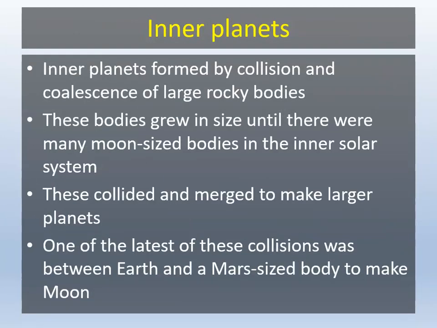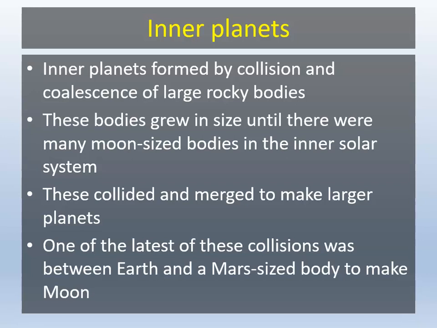Now, inside of the frost line, remember things that we think of as volatiles, which also tend to have lower density. They were gaseous, so they didn't participate in accretion. The only things that participated in the accretion and the formation of planets were the materials of higher density, rocky materials. That's why the inner planets have higher density.